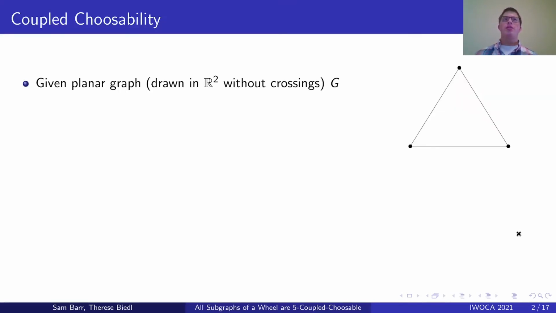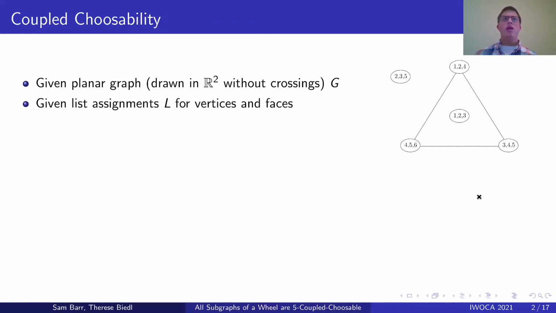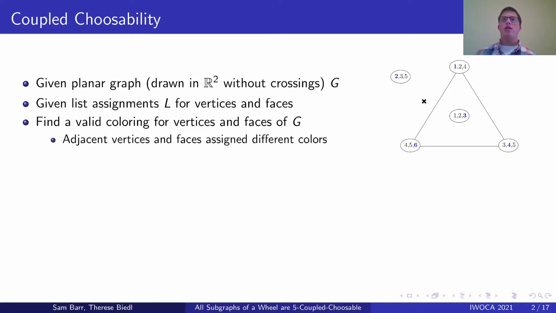In couple choosability, we're given a planar graph, which is a graph that can be drawn in the plane without crossings. We're also given list assignments for all of the vertices and all of the faces of the graph. The goal is to find a valid coloring for all the vertices and faces of the graph, such that adjacent vertices are assigned different colors, adjacent faces are assigned different colors, and if a vertex lies on the boundary of a face, then that vertex and that face are assigned a different color.